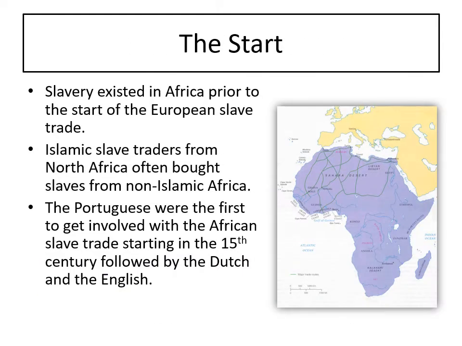The start. Slavery existed in Africa prior to the start of the European slave trade. Islamic slave traders from North Africa often bought slaves from non-Islamic Africa. The Portuguese were the first to get involved with the African slave trade starting in the 15th century, followed by the Dutch and the English.